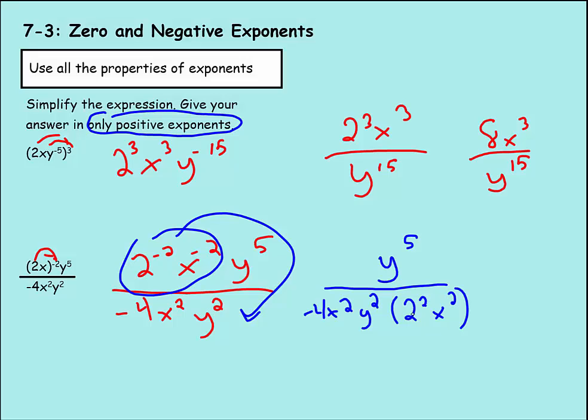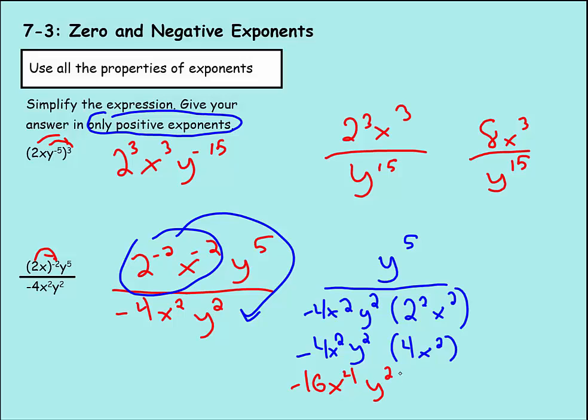Let's simplify this 2 to the positive second. That would become 4, so we have 4x squared here. We have negative 4x squared y squared here. Remember, we can multiply in any order here, so we could do negative 4 times positive 4. That would give us negative 16. We could do x squared times x squared, which would be x to the fourth. We have y squared right here.